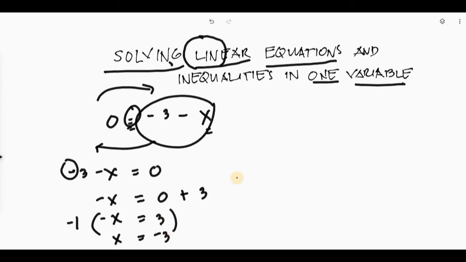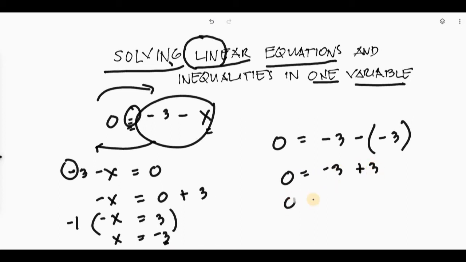So, now let's check. So, 0 is equal to negative 3 minus negative 3. Kasi negative 3 yung value ng x natin. So, 0 is equal to negative 3 plus 3. And 0 is equal to 0. So, therefore, our answer is correct.